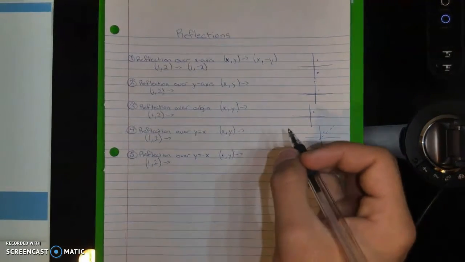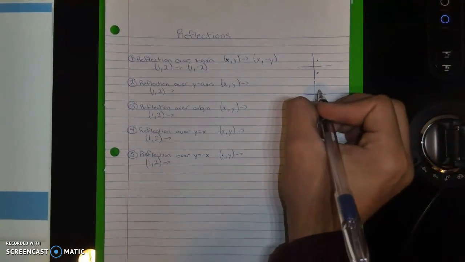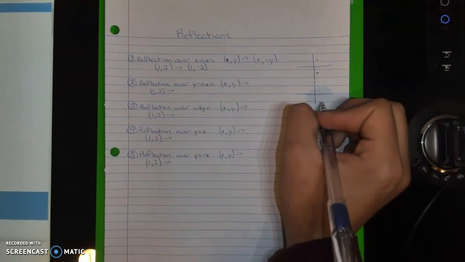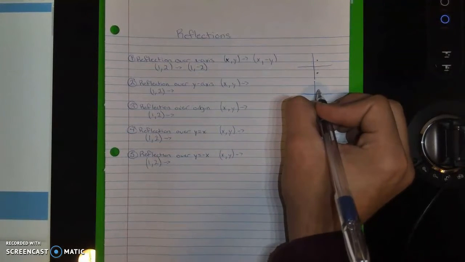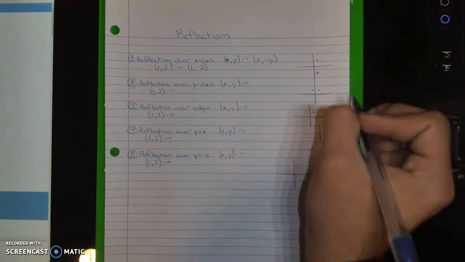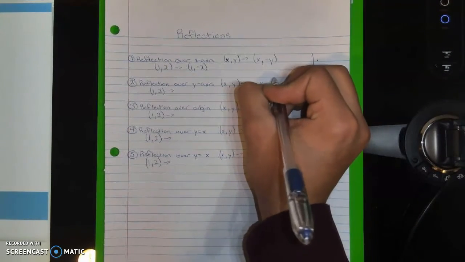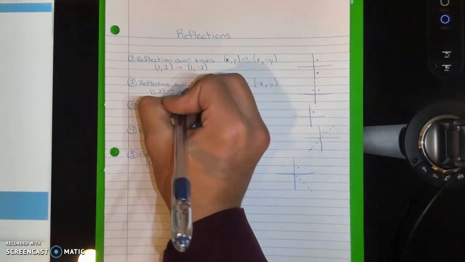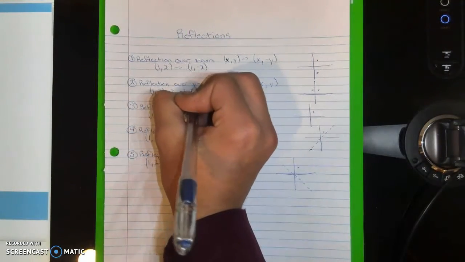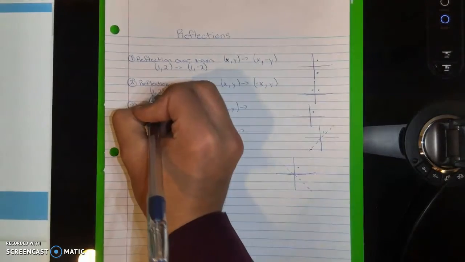When we reflect over the y-axis, we're going to just go in the opposite direction. We're going to go across instead of down. So (1, 2) will become (-1, 2). So we could write that as negating the x value, and the y value remains the same. So like I said, it will become (-1, 2), because we're negating that 1.